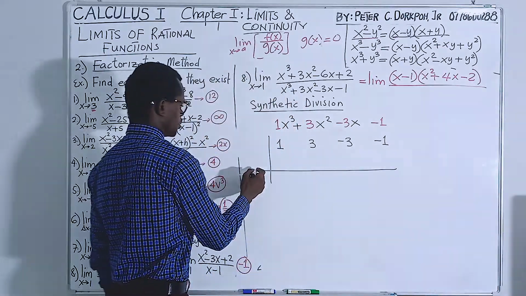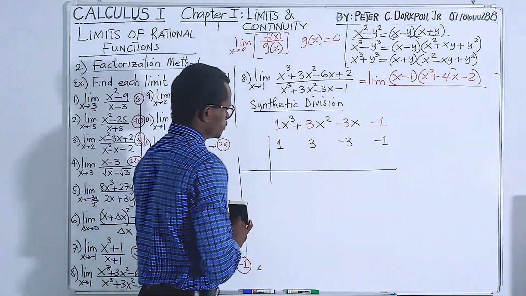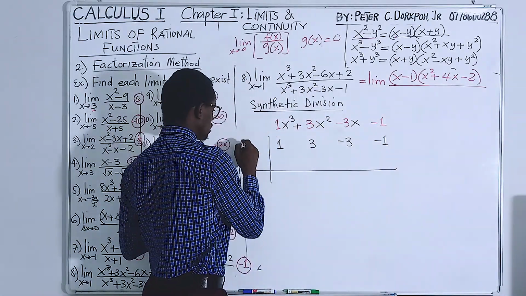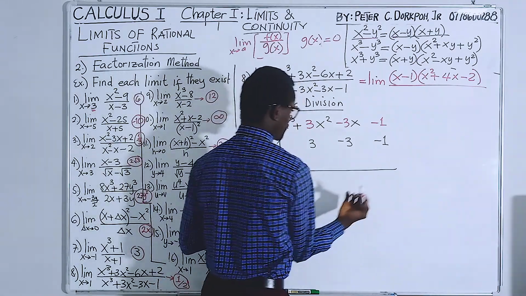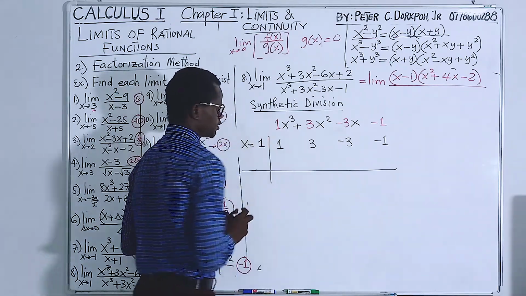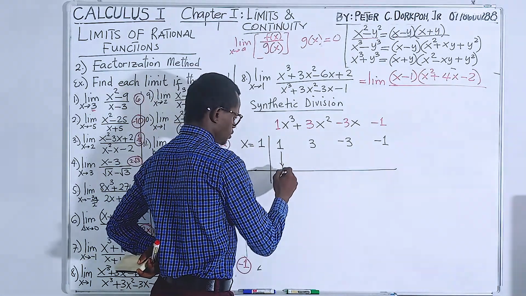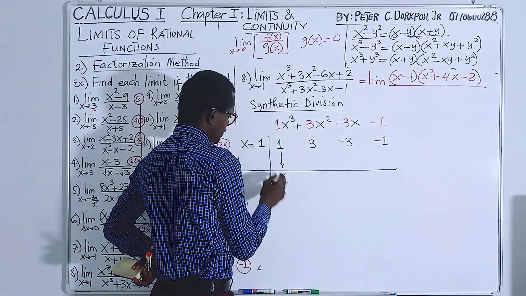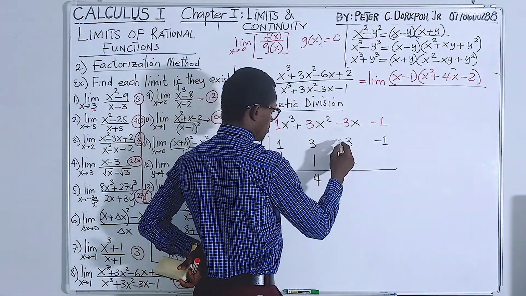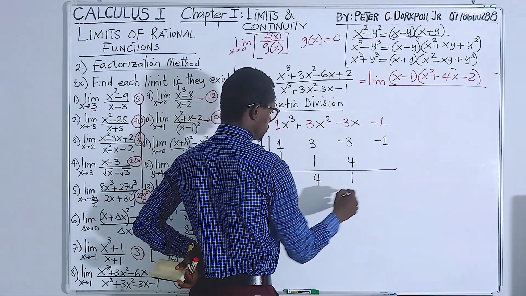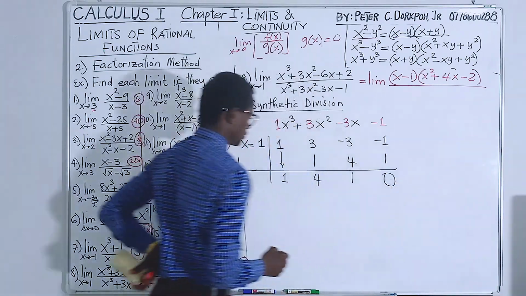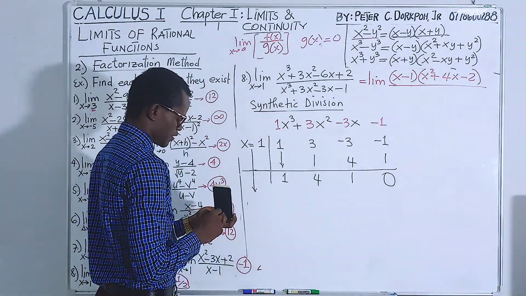So for this one now, we want to know the factors of this one that when we use, we're going to get 0 down here. So 1 just has a single factor, 1. So we say x is equal to 1. We drop this 1. And then we say 1 times 1 now is 1. 3 plus 1 is 4. 1 times 4 is 4. Minus 3 plus 4 is positive 1. 1 times 1 is positive 1. Negative 1 plus 1 equals 0. So therefore, we can consider this as one of the factors.